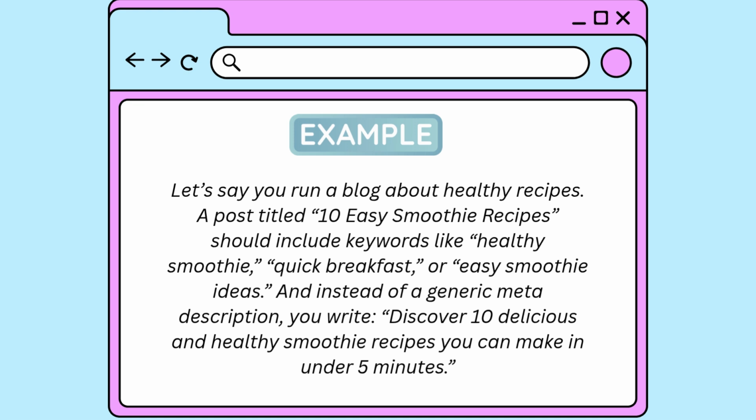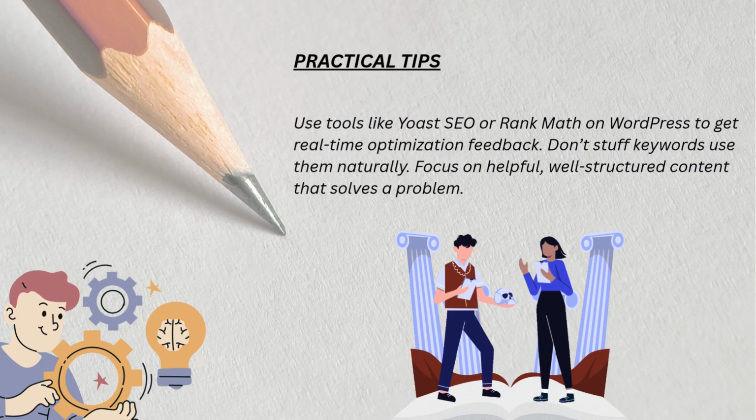For example, let's say you run a blog about healthy recipes. A post titled 10 Easy Smoothie Recipes should include keywords like healthy smoothie, quick breakfast, or easy smoothie ideas. And instead of a generic meta description, you write, discover 10 delicious and healthy smoothie recipes you can make in under 5 minutes.